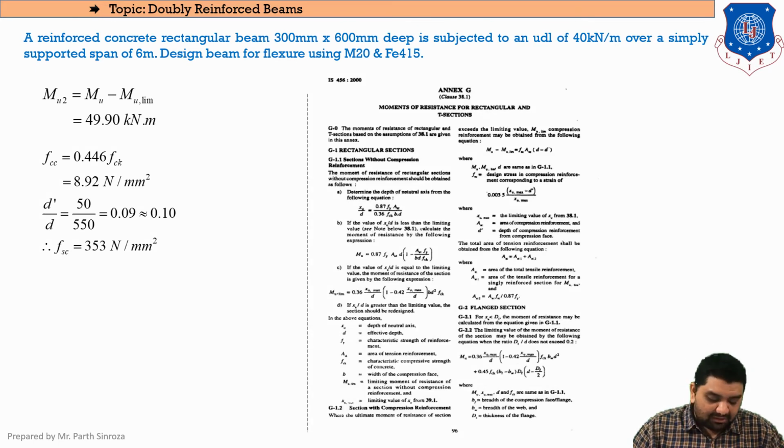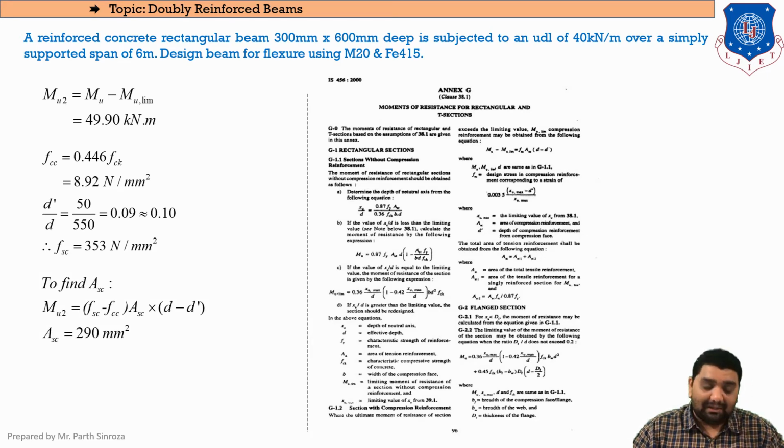So after calculating this, we'll be finding the value of Asc. Clear? So as you can see here, Mu minus Mu limb equals fsc Asc times d minus d dash. We'll be using this term to find the value of our Asc. As you can see here, the LHS portion was Mu minus Mu limb, but Mu minus Mu limb will always be equal to Mu2. So Mu2 we have already calculated. So the unknown factor on the RHS portion is just Asc. So Asc in this case comes out to be 290 mm square.